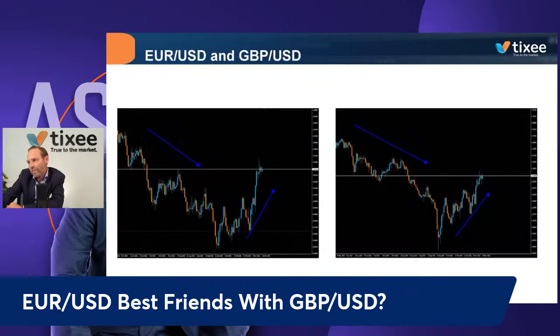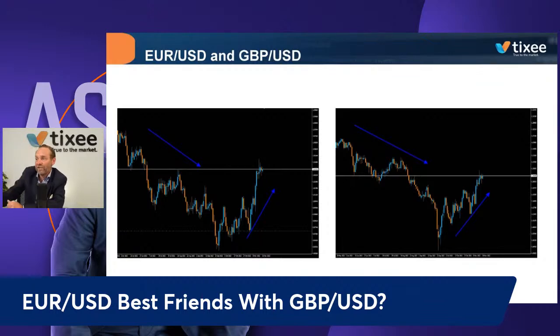Let's have a look at an example here. This is the euro dollar and the British pound US dollar. We've got the euro dollar on the left, and British pound US dollar on the right. Now, can you see a pattern there? When the euro dollar was falling, so too was the British pound. When the euro dollar was recovering, so did the British pound.